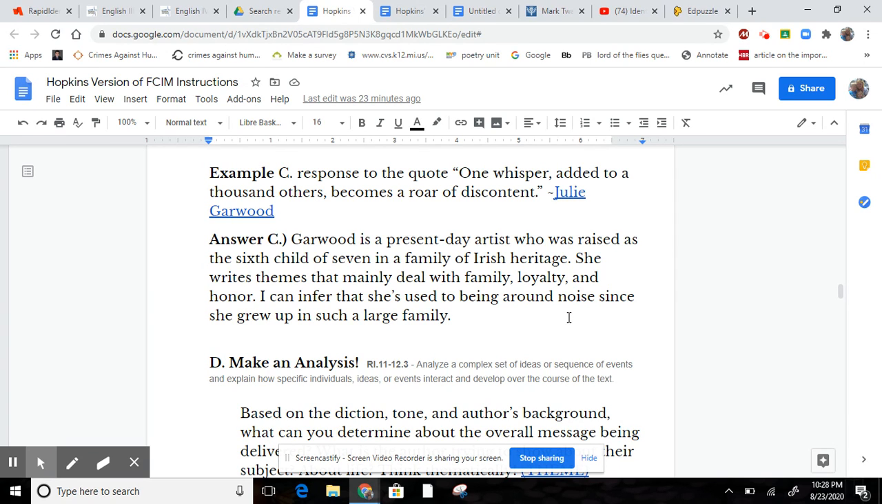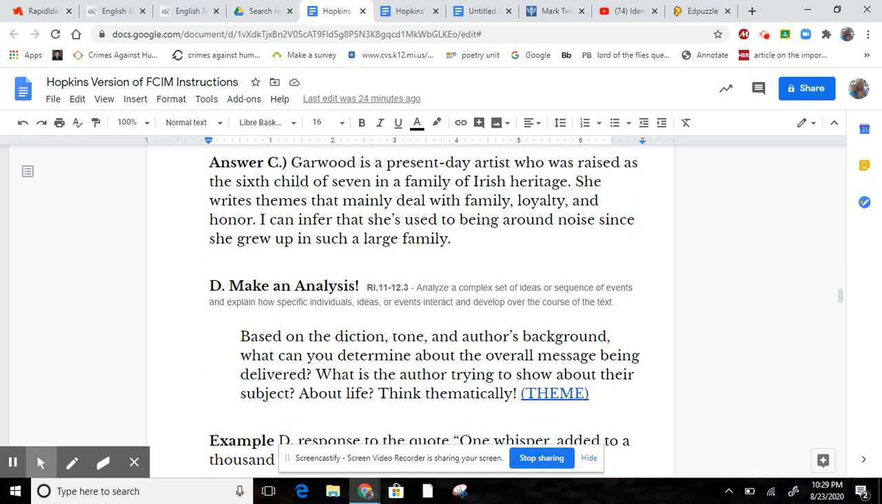I can infer that she's used to being around noise since she grew up in such a large family. So nothing directly connecting, like we're in the Roaring Twenties and how that connects to Great Gatsby, but this still makes a connection with her experiences and what this quote is saying. Now, the inference can come from a personal experience the author went through, or it could also come from something that was happening during that time. Perhaps there was a big change in technology or traveling or the Great Depression or a war or something to that effect. So a lot of things could influence this answer for C.